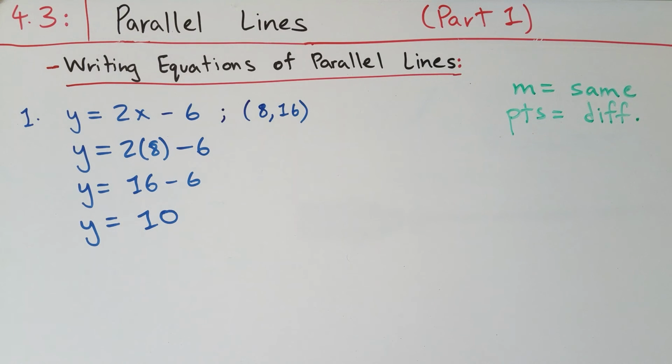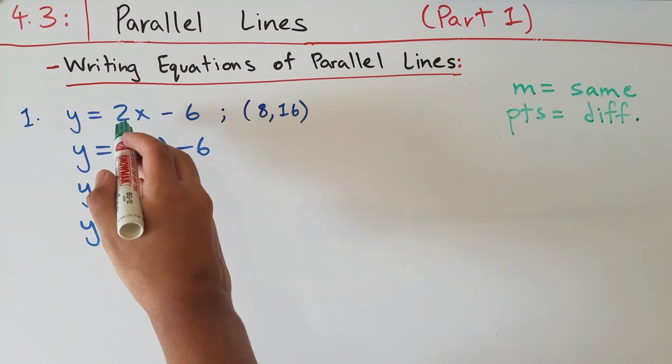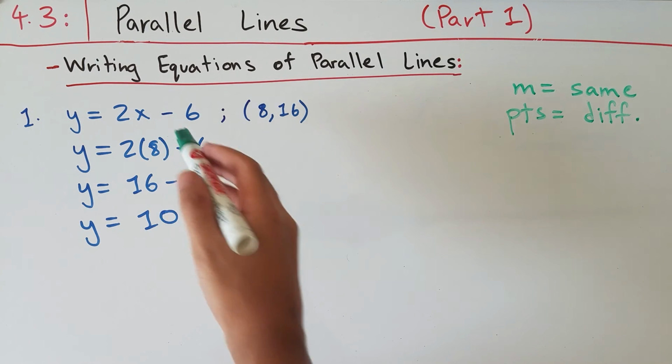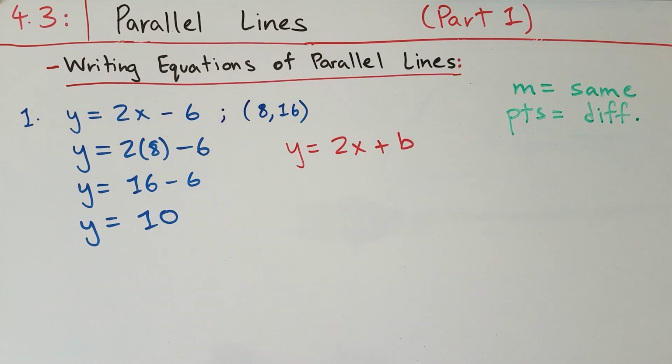But now to find the equation of the line that's parallel to y equals 2x minus 6, we know that the m or the slope value will be the same. So if we look at this equation, we can see that it has a slope of 2, which is the coefficient of the x in this equation. So based on the line y equals 2x minus 6, we can say that the parallel line of that line will be y equals 2x plus b.